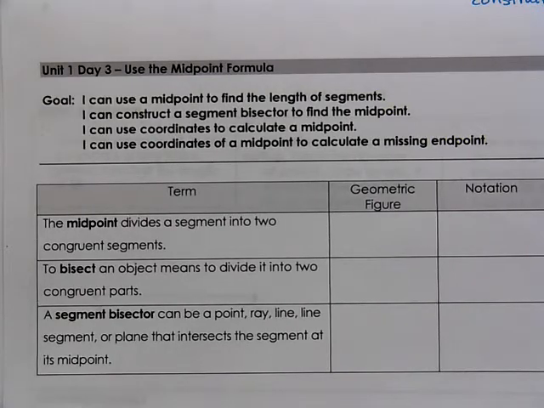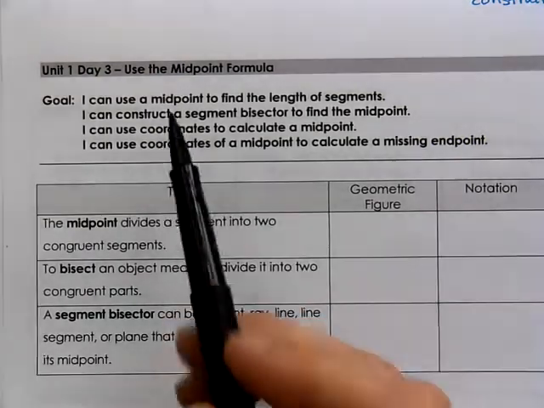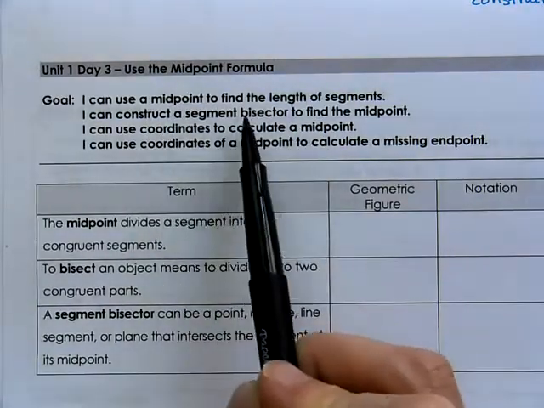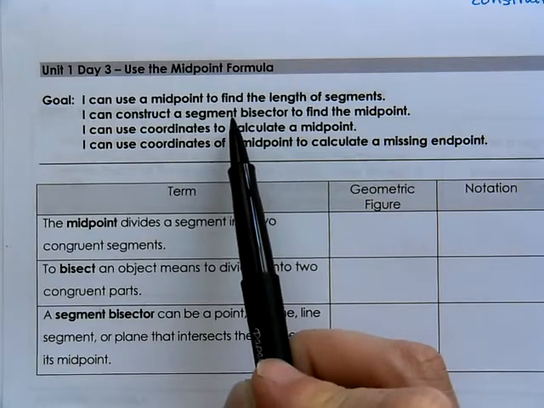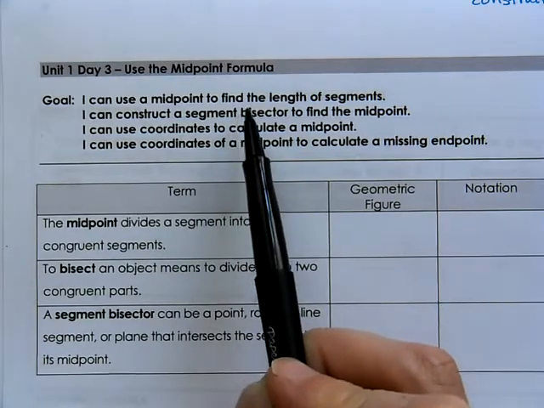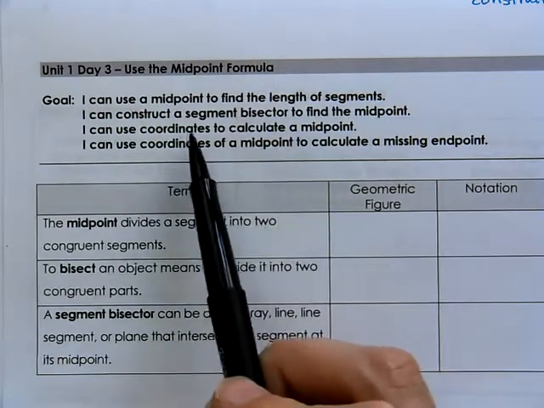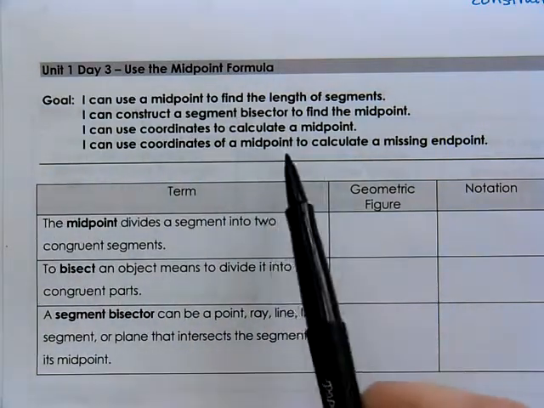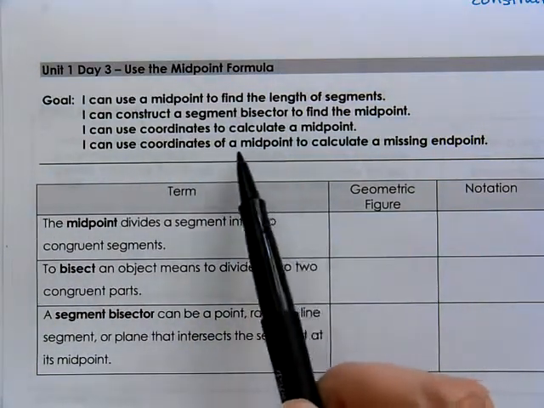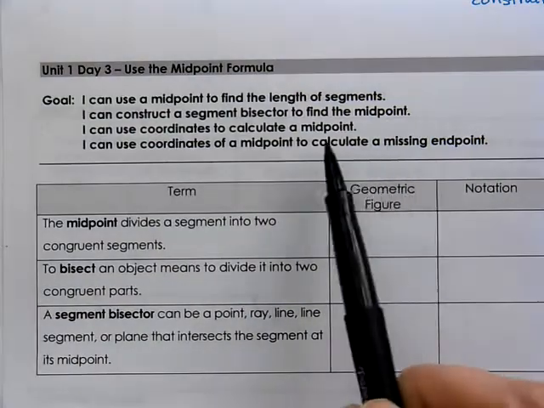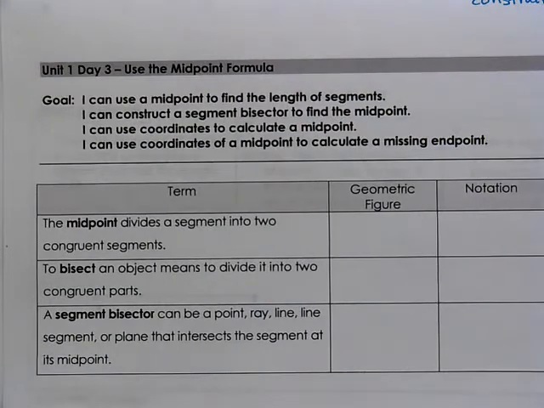Here in part 1 we're looking at the concept of the midpoint and a segment bisector to get us started. Okay, so we're going to be looking at using the midpoint to find the lengths of segments. We're going to do a little bit of a construction with a segment bisector to find the midpoint, and we'll be using the midpoint formula to calculate a midpoint. And the more challenging problem is, starting with the midpoint, can we calculate a missing endpoint? And that's where we'll be ending up in part 2.